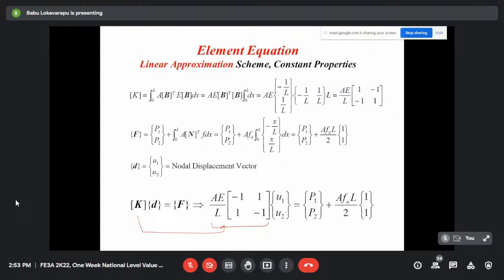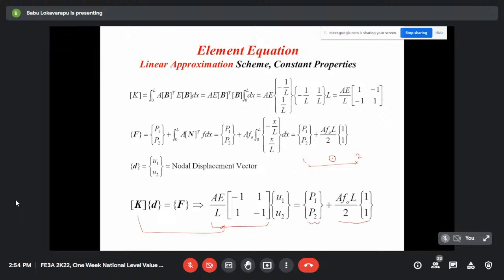That is K, the stiffness matrix for the element I'm talking about, and U1, U2 is the nodal displacement vector. You see here there are two components, which is very, very important. This is the external load, P1, P2, the loads acting at nodes 1 and 2. Let us say this finite element equation is for a 2-noded bar element, with nodes 1 and 2.